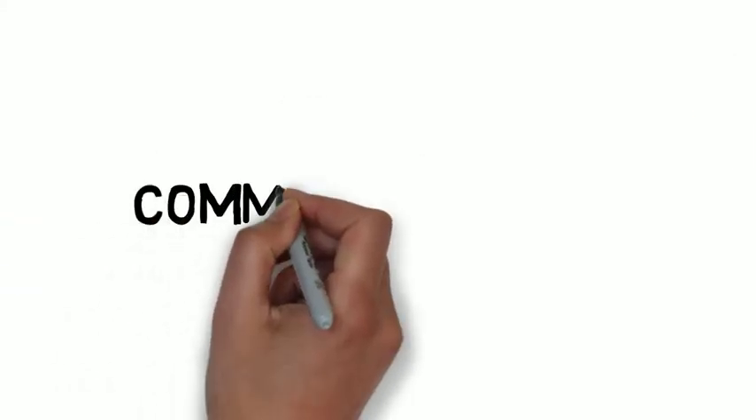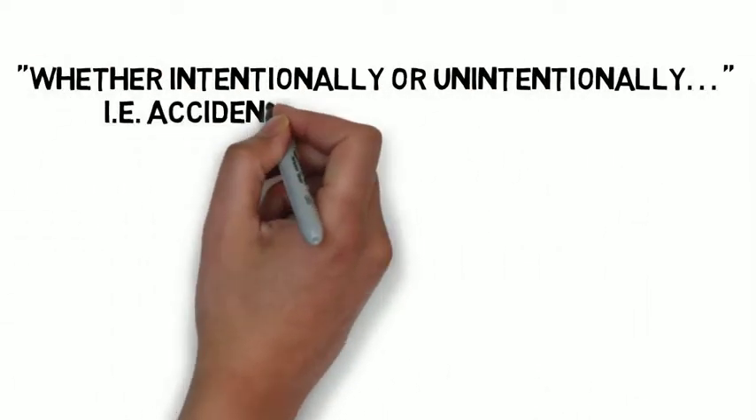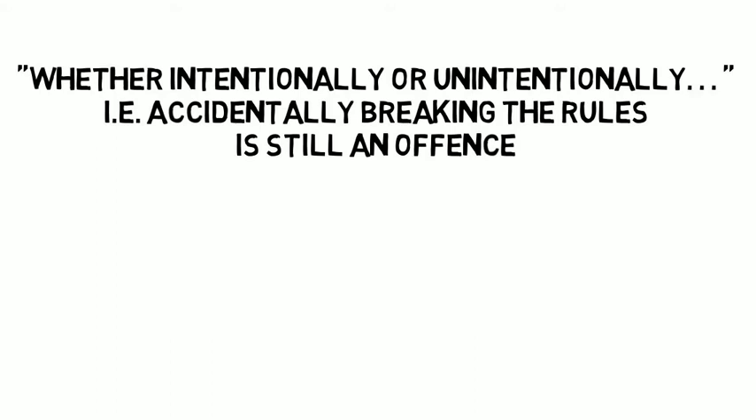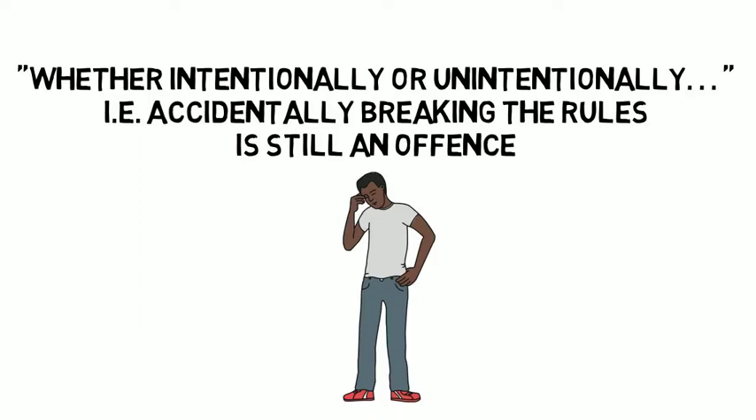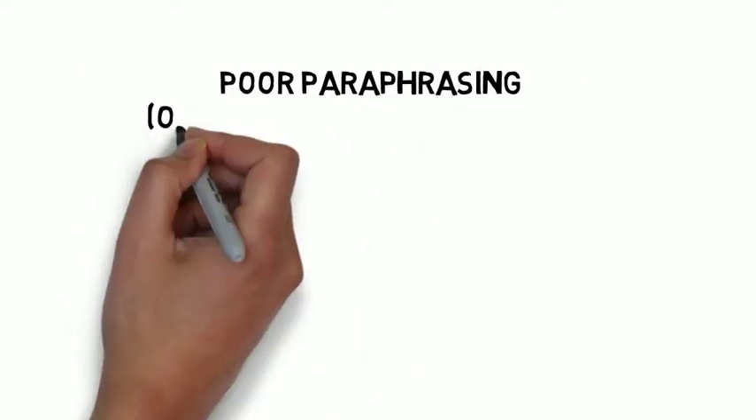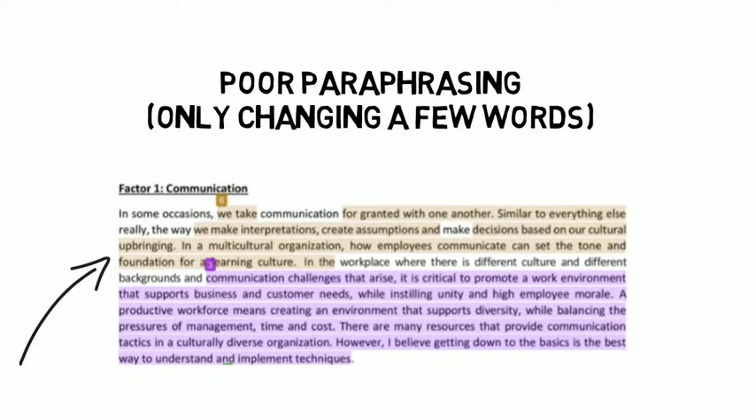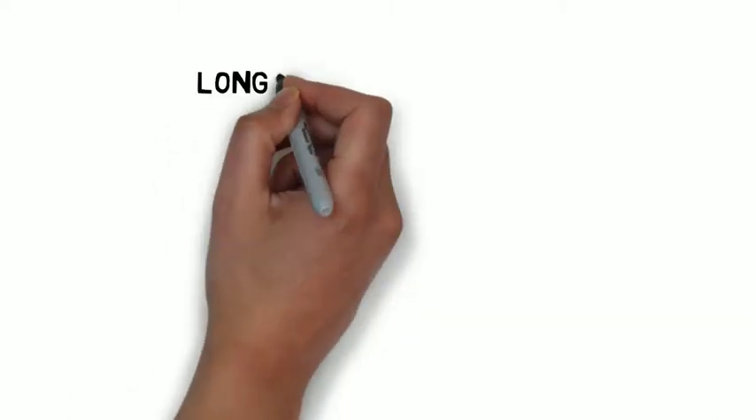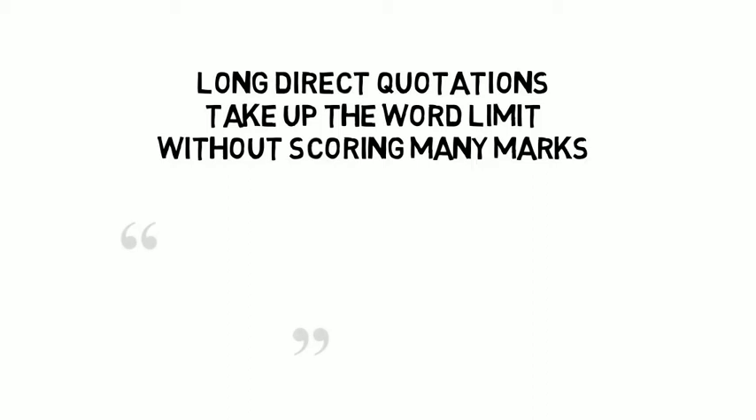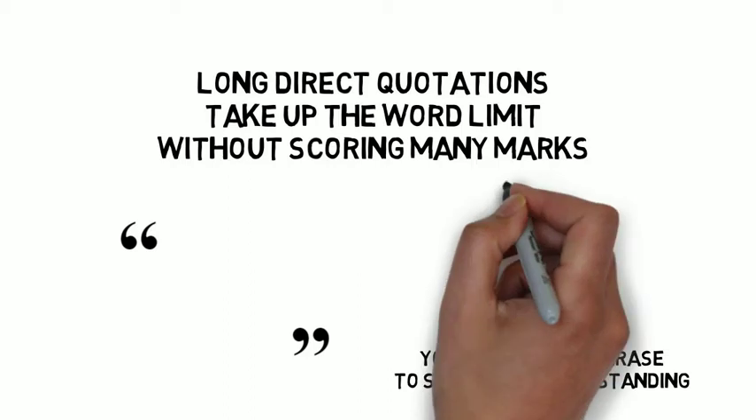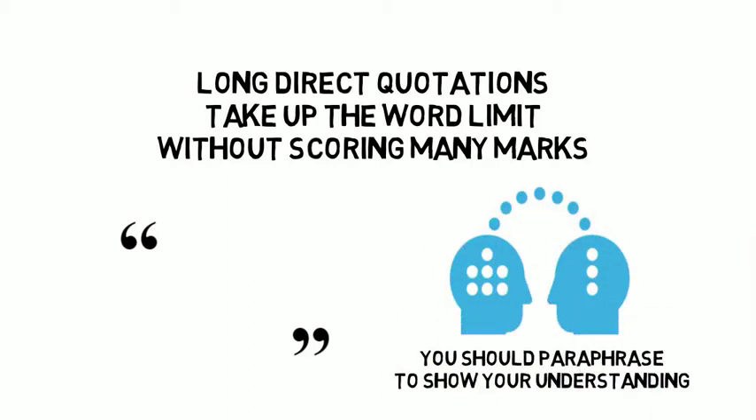Here are some common mistakes which students often make. The UH regulations use the phrase whether intentionally or unintentionally. Remember that accidentally breaking the rules is still an offence. Poor paraphrasing, this means only changing a few words, often leads to an offence where the work is too similar to the source. Direct quotations are not plagiarism, but using long quotations tends to take up the word limit without scoring many marks. Paraphrasing is better because it forces you to use your own words and show your understanding.